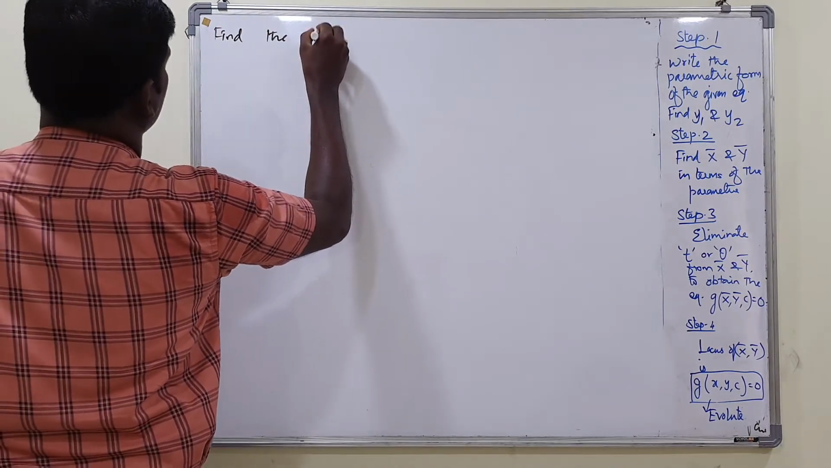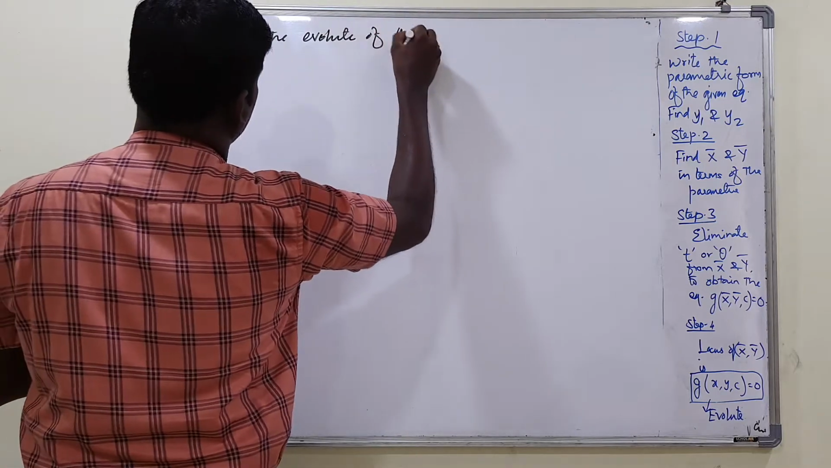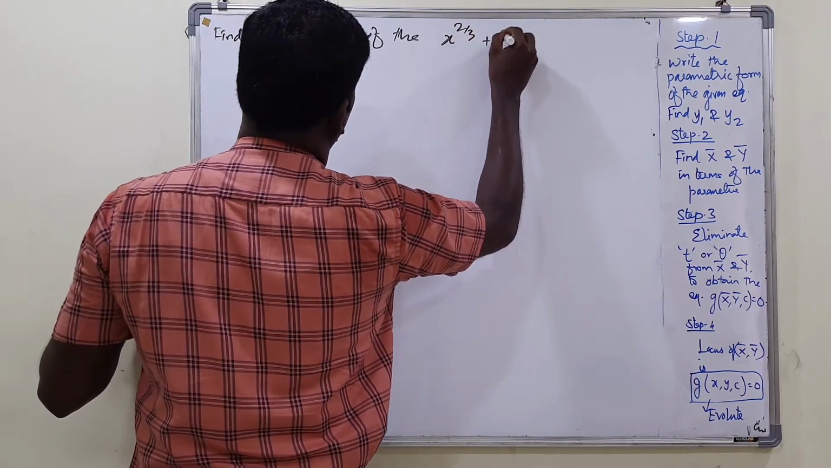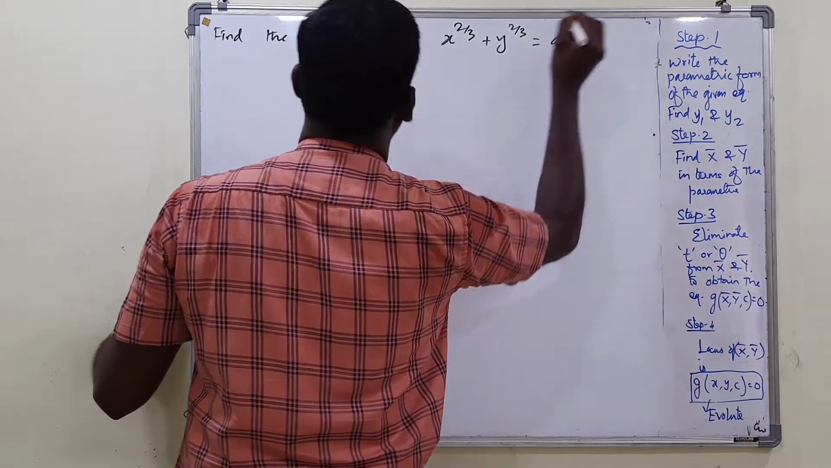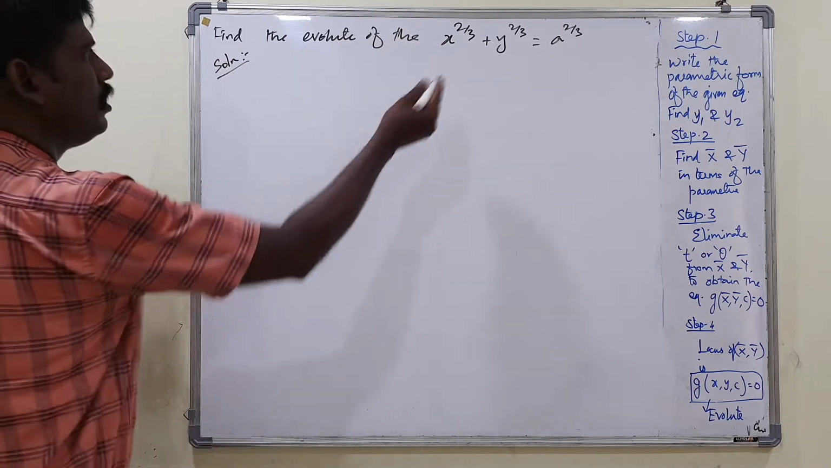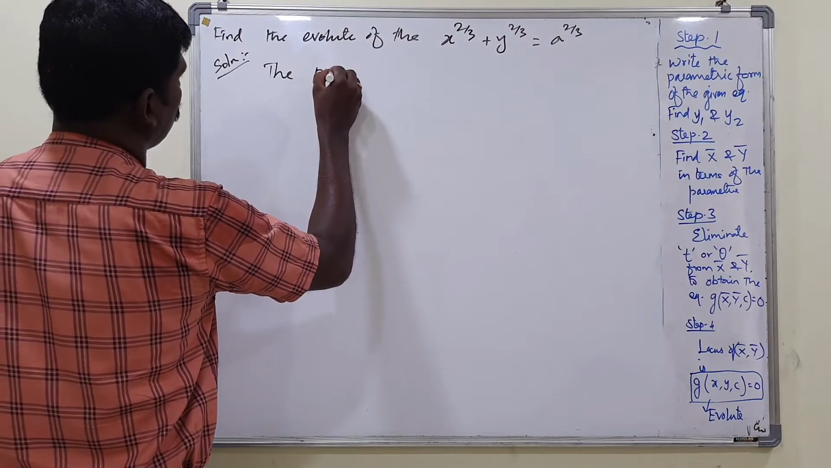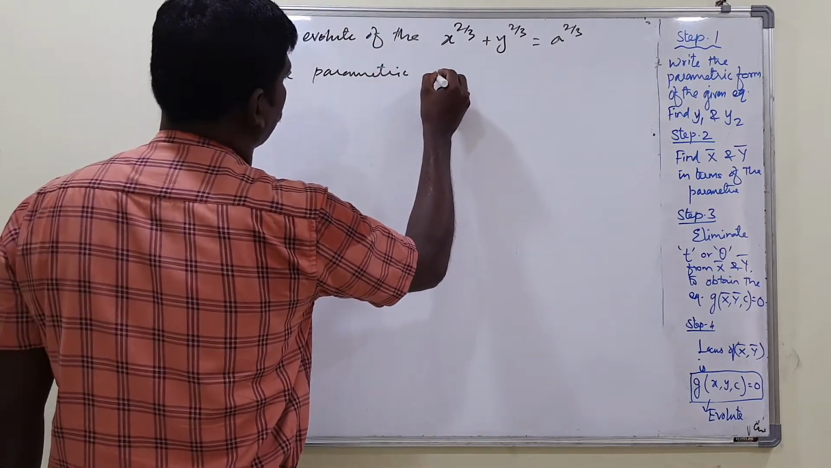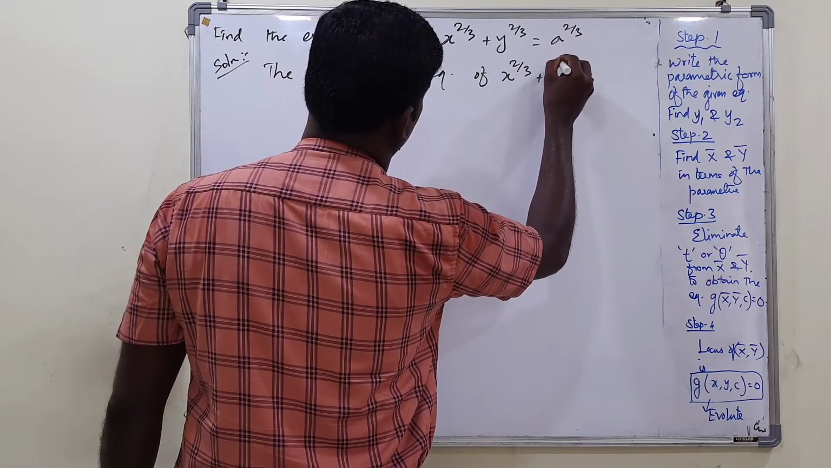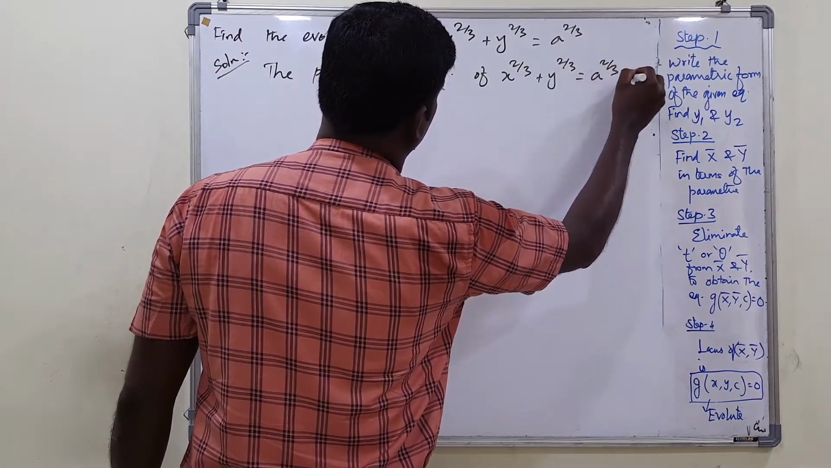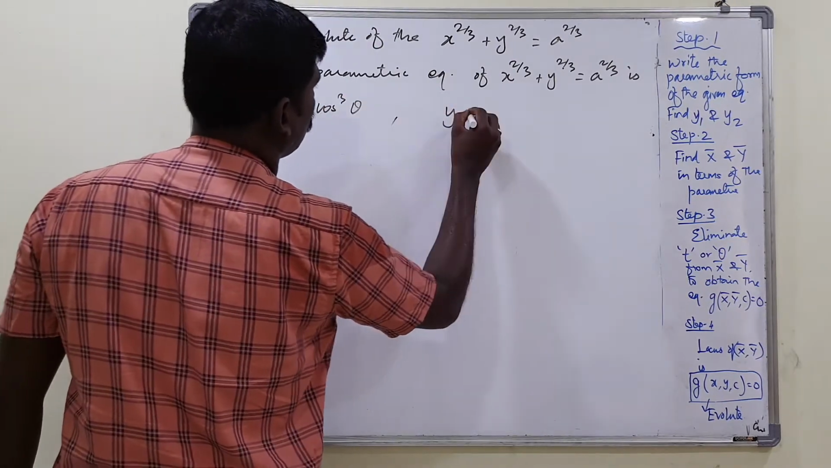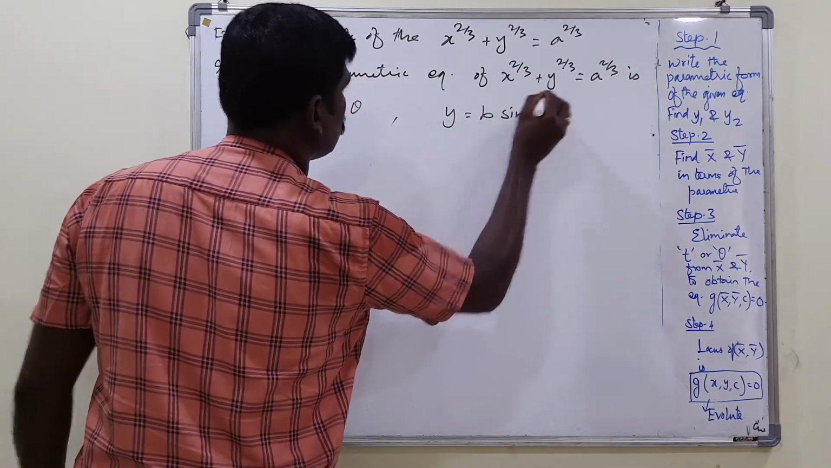Find the evolute of the asteroid curve. Evolute of the asteroid curve: x power 2 by 3 plus y power 2 by 3 equal to a power 2 by 3. Right? Solution. Already we know this is the asteroid curve. What is the parametric form of this one? The parametric equation of x power 2 by 3 plus y power 2 by 3 equal to a power 2 by 3 is x equal to a cos cube theta and y is equal to b sin cube theta, isn't it?